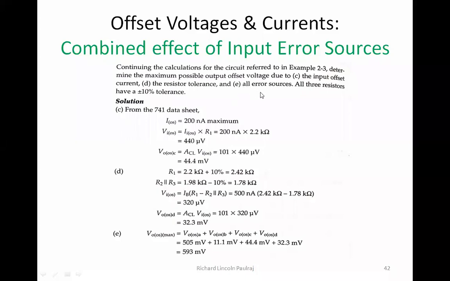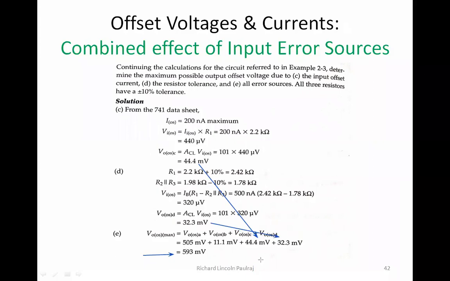Now, here he has asked us to calculate all the error sources. So I calculate all the offset output voltages for A, B, C, D. All these differences in output voltage, and in the previous one we had got 505, then 11.1, then you can see this 44.4, and then you have 32.3. So taking all this, you will be getting about 593 millivolts.